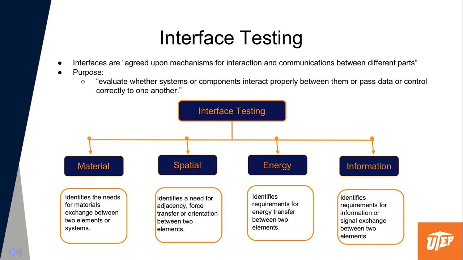Interface testing can be broken down into four subcategories of testing. The first subcategory is material interfaces, which identify the need of material exchange between two elements or systems. The second subcategory is spatial interfaces, which identify a need for adjacent force transfer or orientation between two elements. The third subcategory is energy interfaces, which identify requirements for energy transfer between two elements. The final subcategory is information interfaces, which identify requirements for information or signal exchange between two elements.